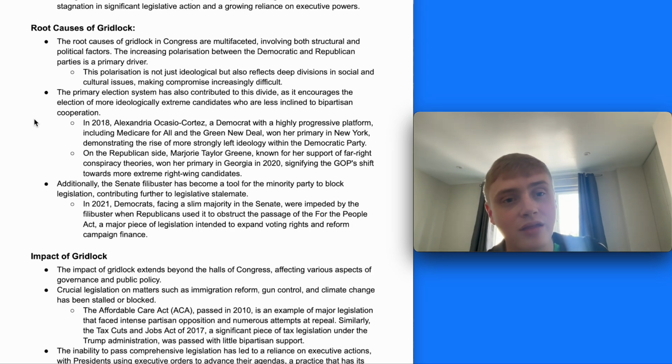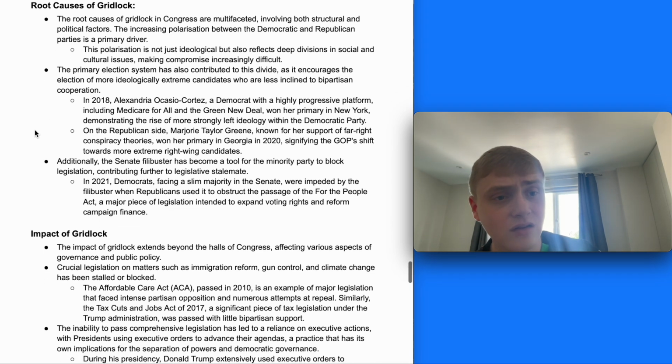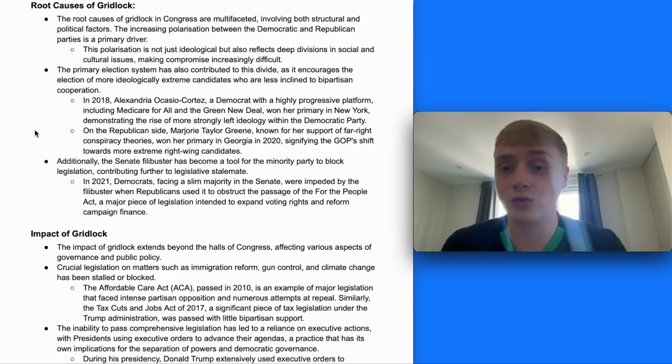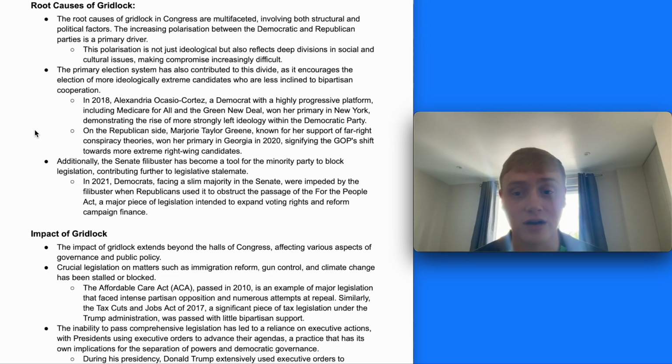So you've seen that with Alexandria Ocasio-Cortez, who's over on the left wing of the Democratic Party, being elected through a primary in New York in 2018, and Marjorie Taylor Greene, who's probably the furthest right Republican in Congress at the moment, who was also elected through a primary in Georgia, where she challenged a more moderate candidate.